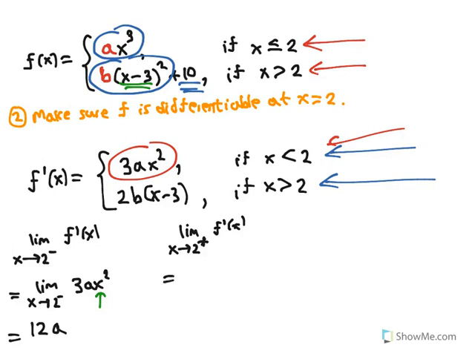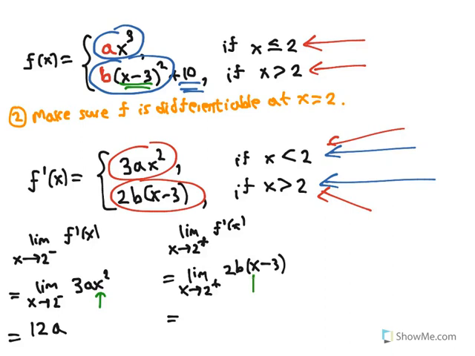And here, what happens as x is approaching 2 from the right? This is the rule that you have for the derivative. So you have the limit of 2b times x minus 3 as x is approaching 2 from the right. And you're going to, again, evaluate this limit by using direct substitution. Replace x with 2. 2 minus 3 is negative 1. 2 times negative 1 is negative 2. So you have negative 2 times b.